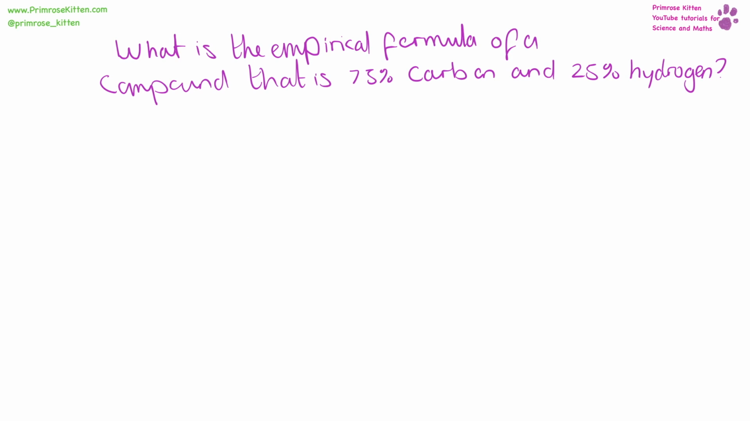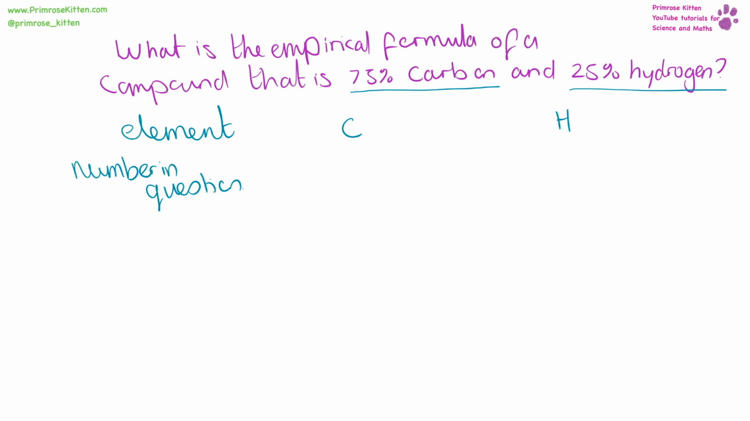The empirical formula is the lowest ratio of all of the elements in a compound, and this is how we work it out. We have a compound that is 75% carbon and 25% hydrogen. So we're going to list carbon, hydrogen, write down the number in the question, and units do not matter for this.